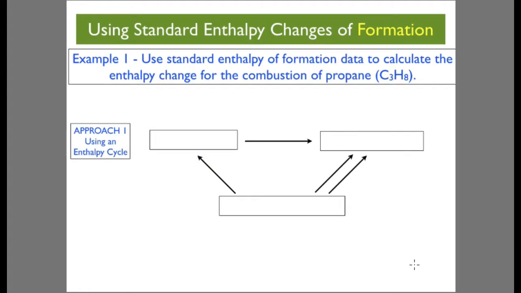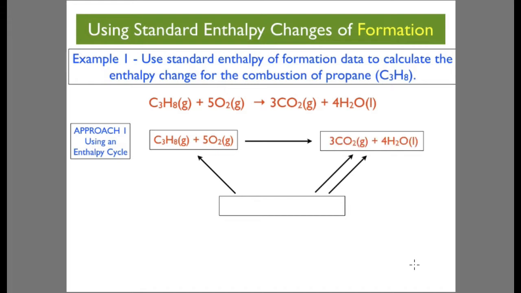Okay, let's do an example. Example 1. Use standard enthalpy of formation data to calculate the enthalpy change for the combustion of propane. Well, propane reacts with oxygen to give us carbon dioxide and water. So we've got propane plus oxygen giving us carbon dioxide and water. So let's put the elements in the standard state below here. We've got carbon, diatomic hydrogen and diatomic oxygen.